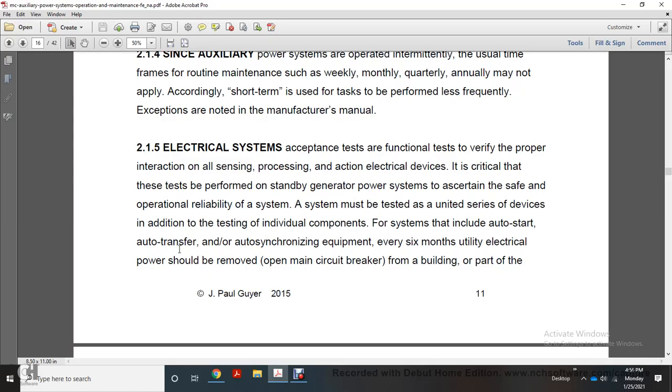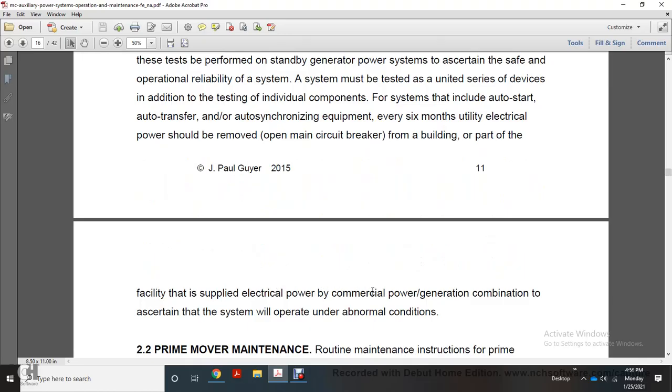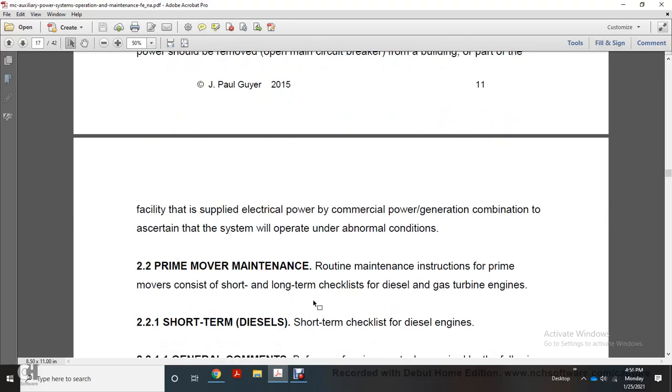Every 6 months, utility electric power should be removed by opening the main circuit breaker from the building or part of the facility supplied with electrical power, commercial power generation combination. This assures the system will operate under abnormal conditions.